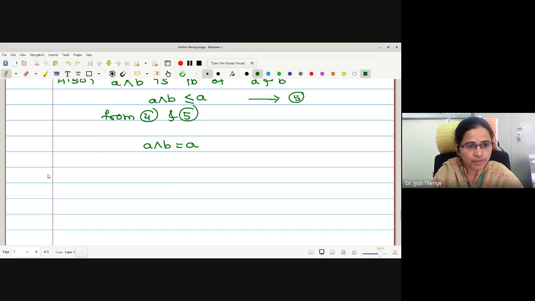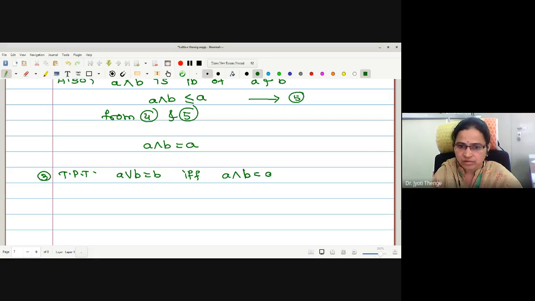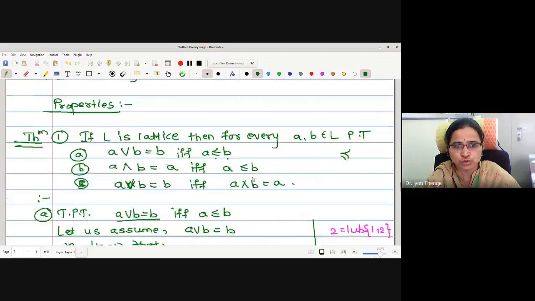Now the third property we want to prove is actually a combination of these two. A join B is B if and only if A meet B is equal to A. Okay, therefore may I say this property is true from the first two we have proved.